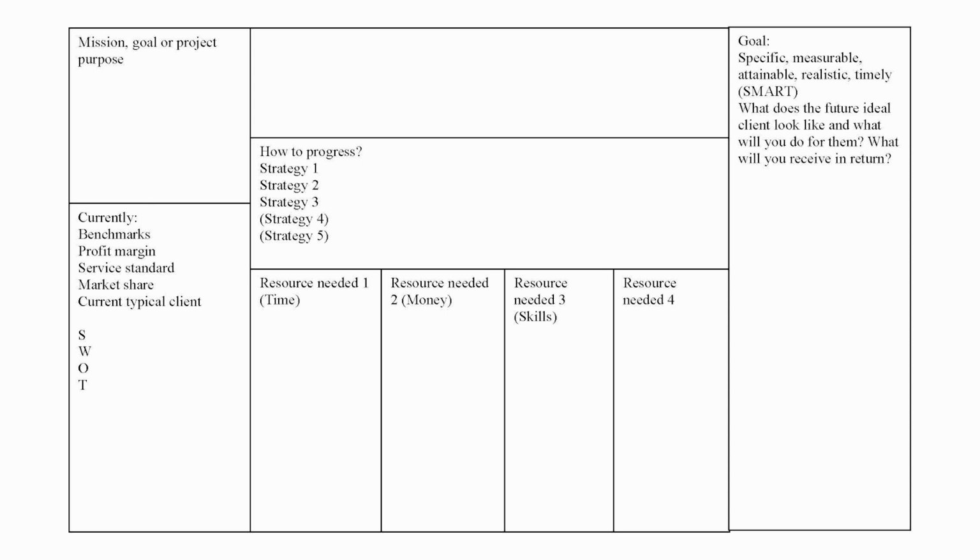In the top left corner, there's an area for a mission goal or a project purpose. When I talk to people and I ask them why commercial property or why buying a business, quite often I'll get an answer of, to make money. And that's not a purpose, that's a result.